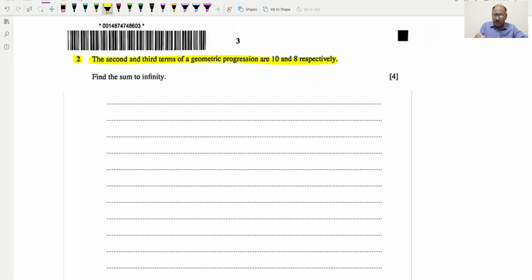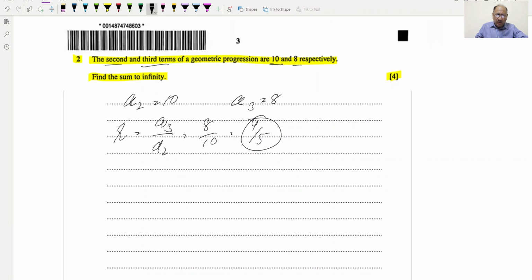Question number 2 says the second and third terms of a geometric progression are 10 and 8 respectively. Find the sum to infinity. This is also a 4 mark question. The second term is 10, so we can write a2 is equal to 10, and the third term is 8, so a3 is equal to 8. For the r value, we know this will be the next term divided by the previous term, so a3 over a2, which is 8 by 10, which we can simplify as 4 by 5. So this will be our r value.